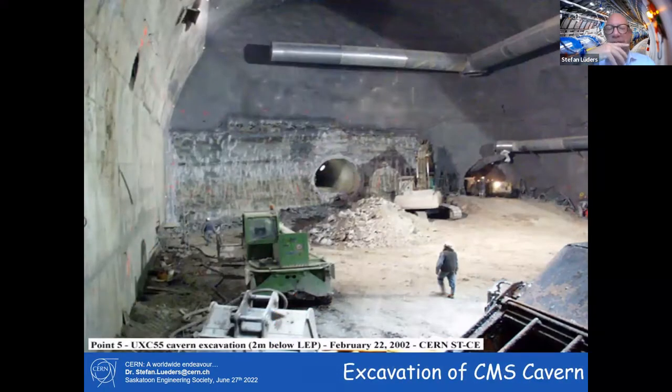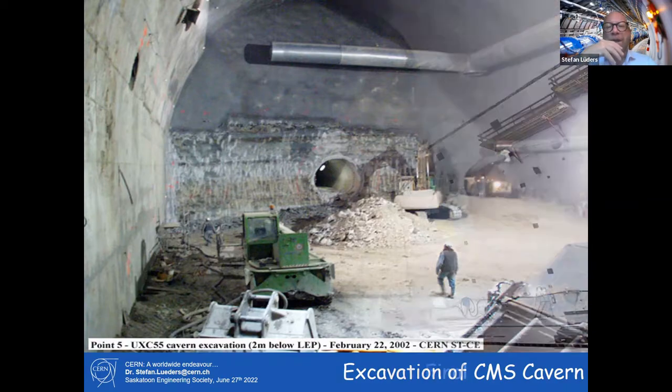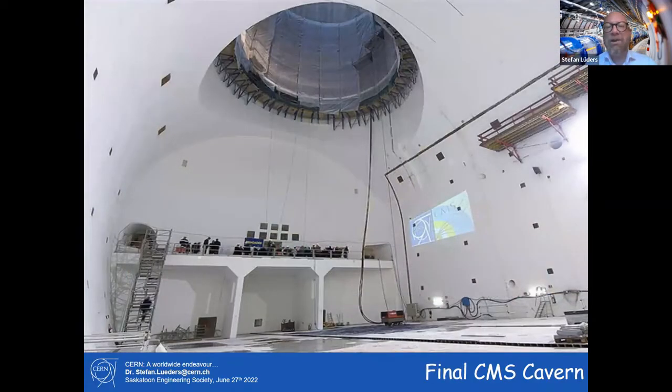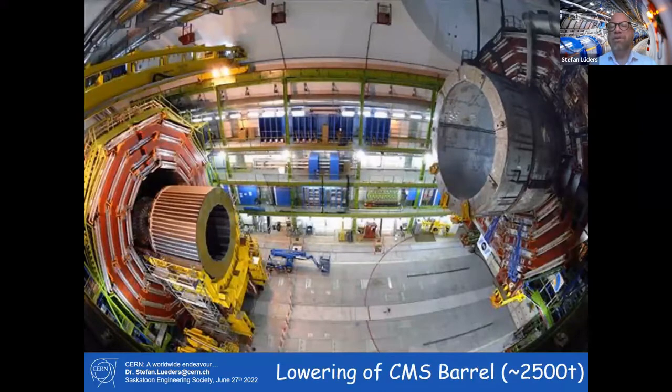This is how it looked when we were excavating the caverns. Engineering-wise, it is not very simple because we had a previous accelerator running in the tunnel, so we were not able to interfere with the operations. So CMS started very, very late in digging the cavern. The Atlas experiment started earlier. Here you can see the fully equipped cavern in its pure state. And then you put the experiment in.